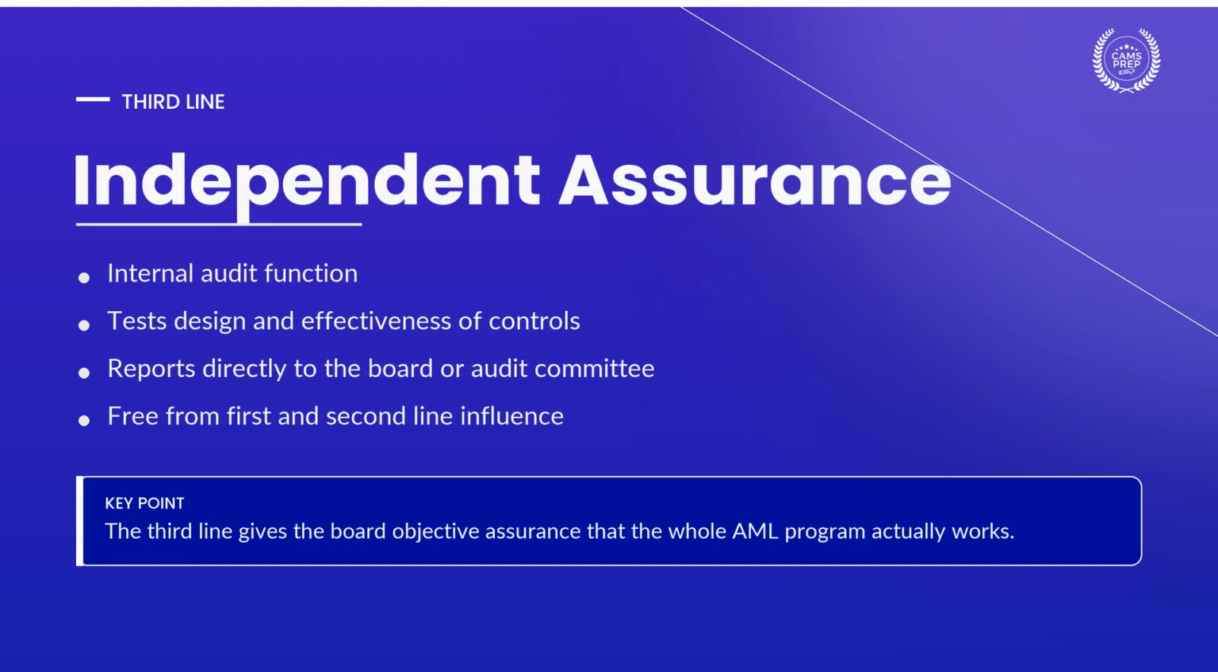The third line is independent assurance delivered by internal audit. Its job is to test both the design and the effectiveness of your controls. What makes this line powerful is its independence. It reports directly to the board or the audit committee, not to management. It is free from first and second line influence. The third line tells the board objectively whether the whole AML program actually works.